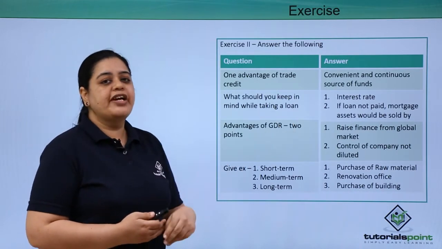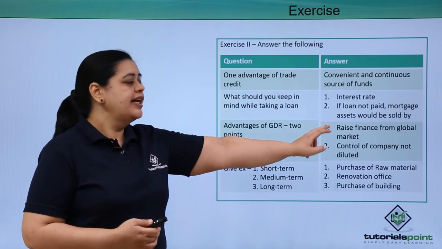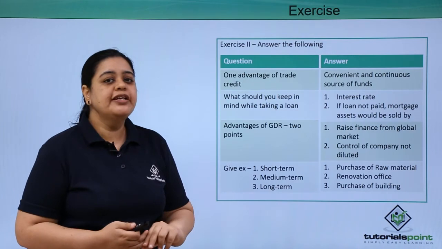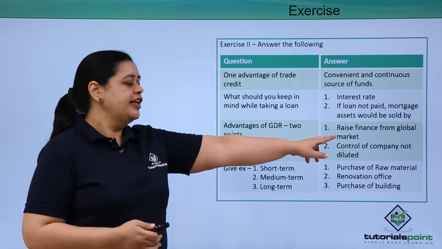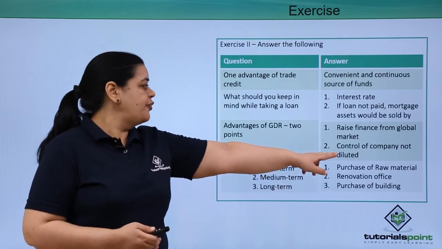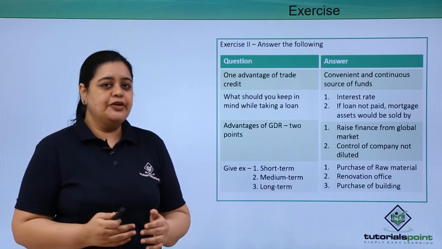Now what should you keep in mind when you are taking a loan? The interest rate, the most important thing, and if the loan is not paid, then the mortgaged asset would be sold off. What are the two advantages of GDR? See, you can raise finance from the global market and you have control of the company, that is, the control of the company is not diluted.